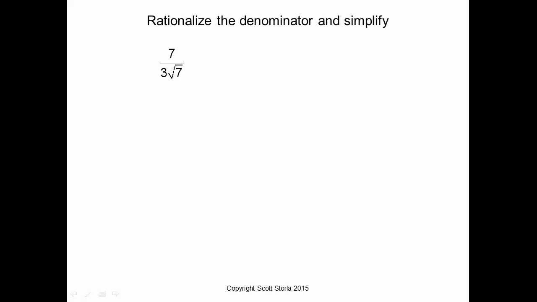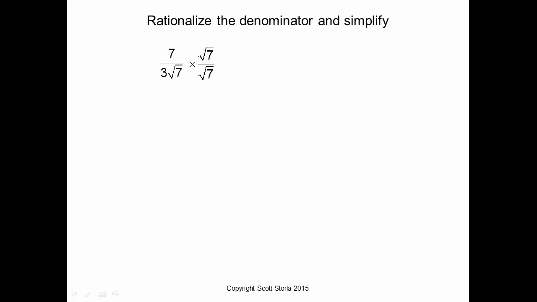Try this one. Sometimes students are concerned what to do with the factor of 3, and the answer is don't worry about it because it's already a rational factor. The factor we do worry about is square root of 7. So we would just multiply by square root of 7 divided by square root of 7.